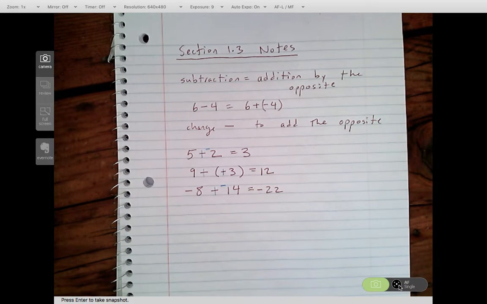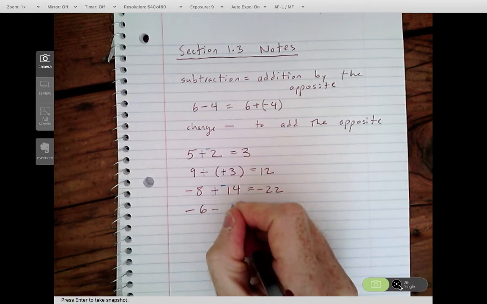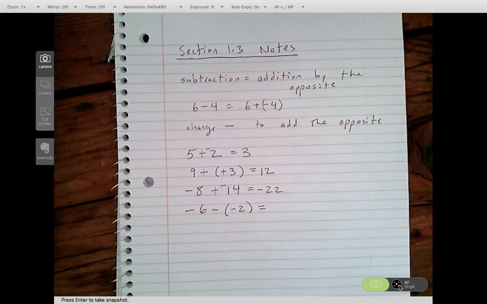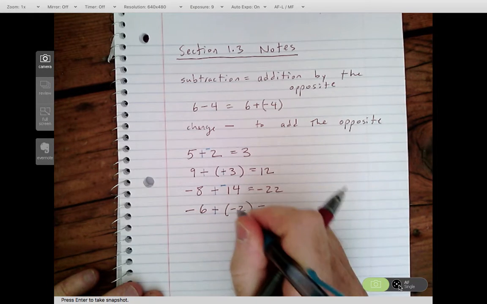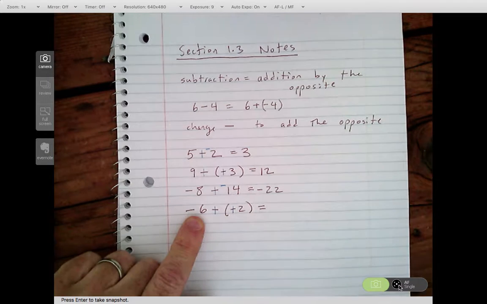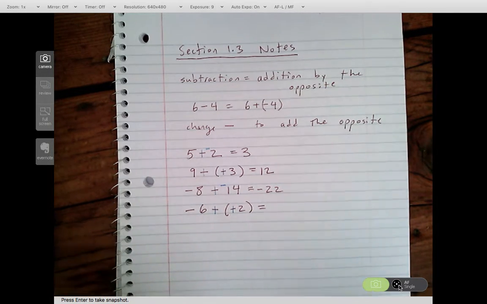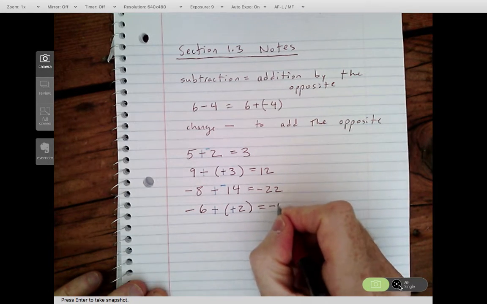Okay, so let's look at a few more. What about negative 6 take away negative 2? Again, without changing it, that might be a little hard to figure out. So we change subtraction to addition, and the number after it to its opposite. Notice the number in front we don't change. That stays by itself. So that stays the same. We change that and we change that. So this negative 6 minus negative 2 is now negative 6 plus positive 2. So when we add those together, we get negative 4.